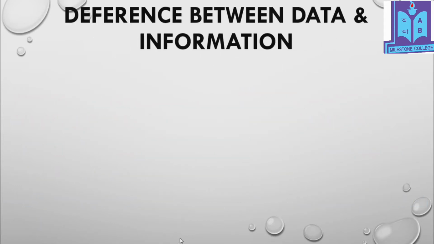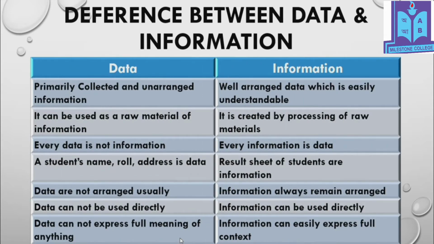Next we have to follow the difference between data and information. It's a very interesting thing to learn. Data is primarily collected and unarranged information. And information is well-arranged data which is easily understandable. Data can be used as the raw material of information, and information is created by a process from raw materials. Every data is not information, but every information is data. So for example, student name, roll, address are data, but a result sheet of a student is information. You see the difference.